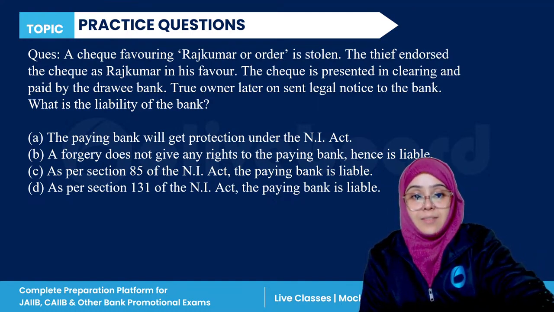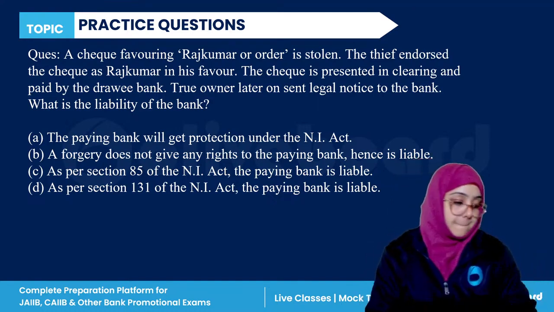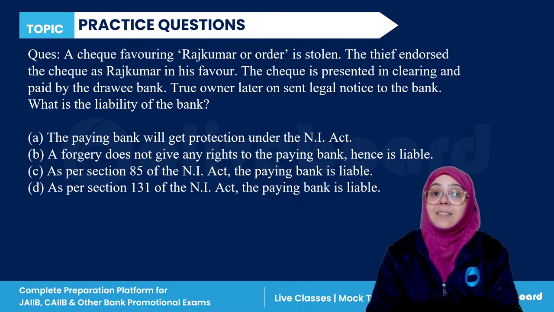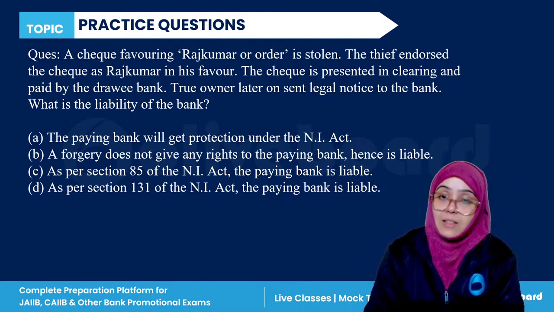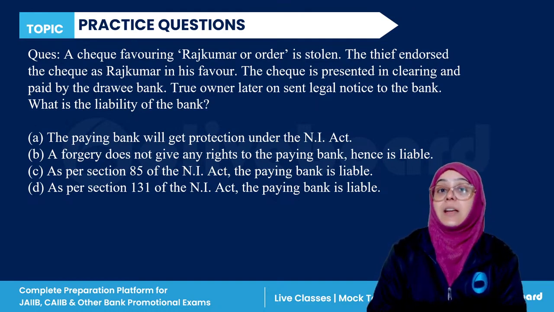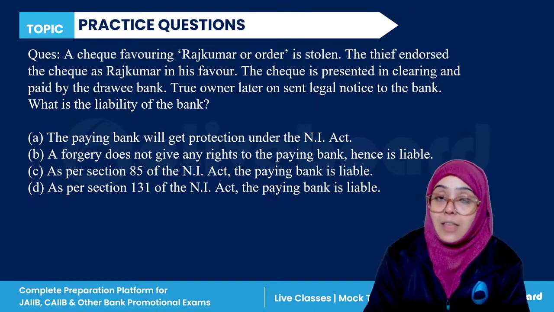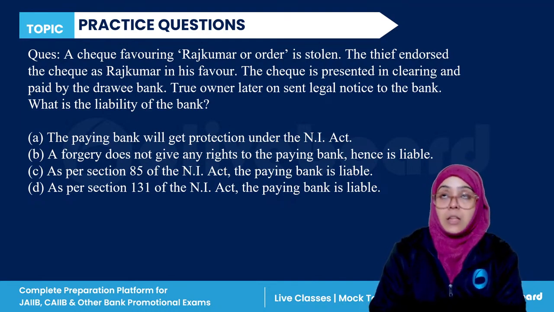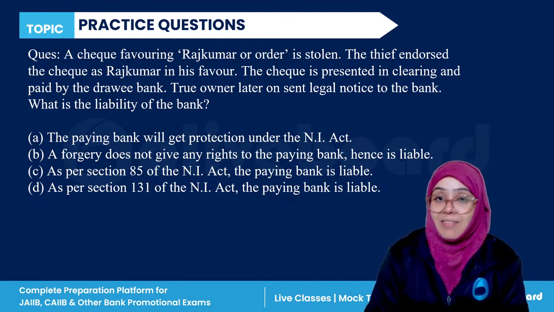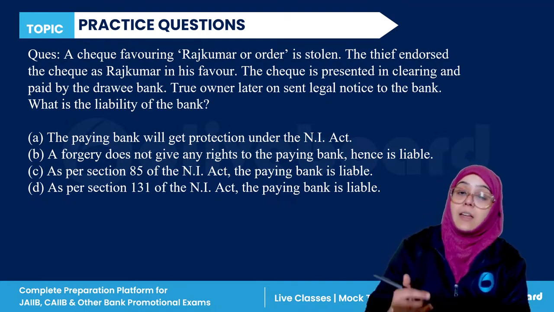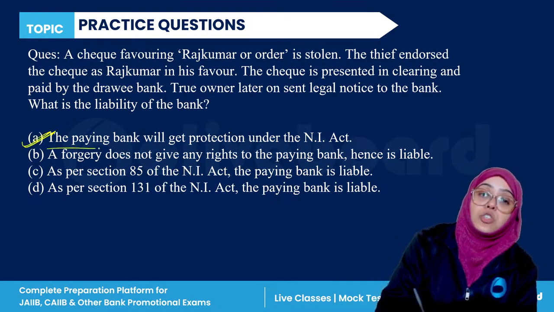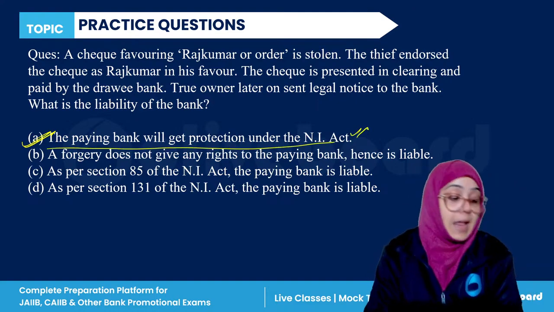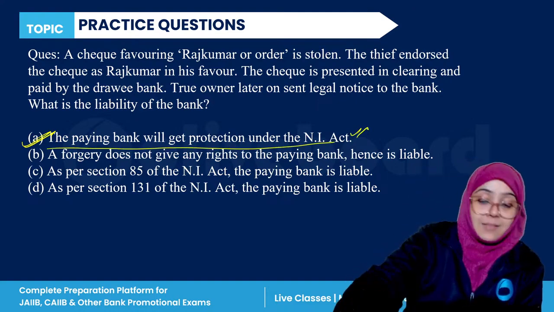So the correct answer is, in this case, because the bank acted in good faith without any negligence and the check contains Rajkumar or order and the thief endorsed that check in his favor, the paying bank has no liability and they get protection under the Negotiable Instrument Act. So the correct answer here is A.